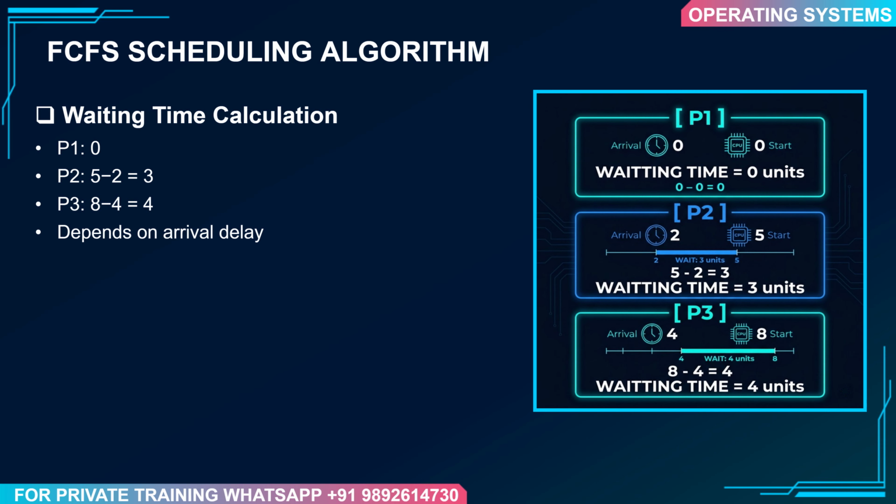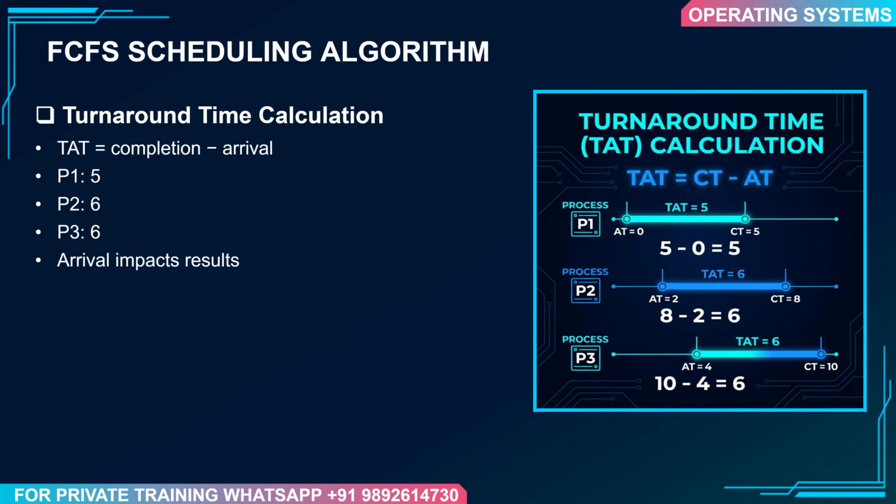Now let's calculate the waiting time. For P1, waiting time is 0 because it starts immediately. For P2, even though it arrived at time 2, it starts at time 5, so its waiting time is 5 minus 2, which is 3 units. For P3, it arrives at time 4 but starts at time 8, so its waiting time is 8 minus 4, which is 4 units.